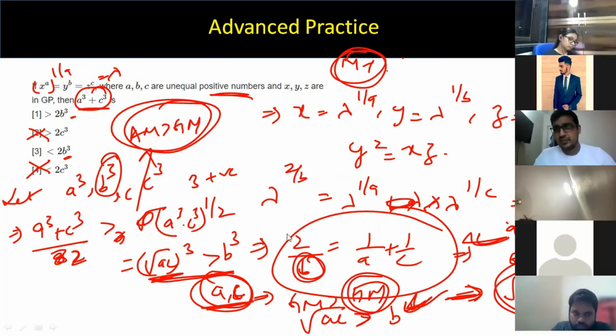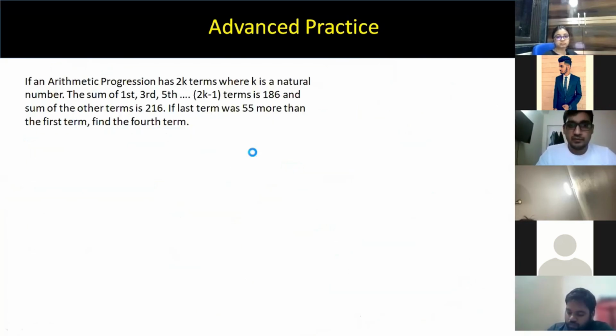इसके बाकी methods भी हो सकते हैं. You can try to use the method which Pawan has also suggested. But this is again another approach. So moving further, let's solve this question.